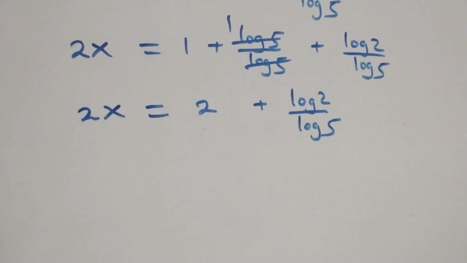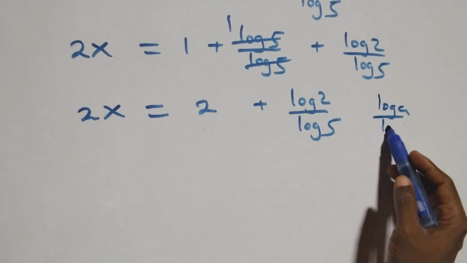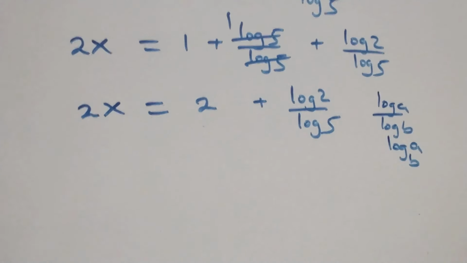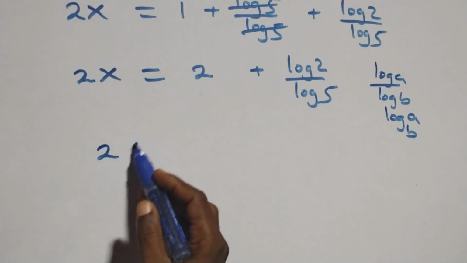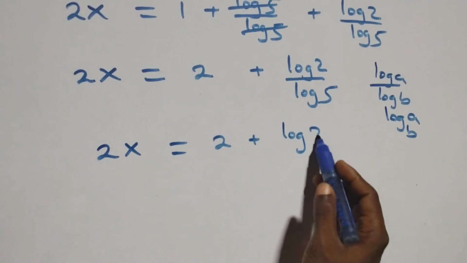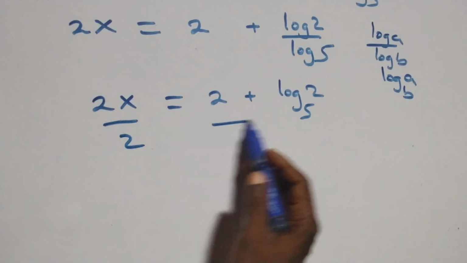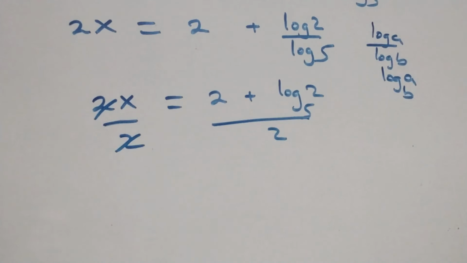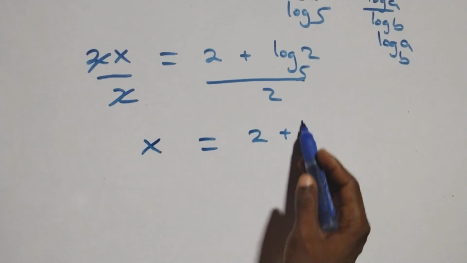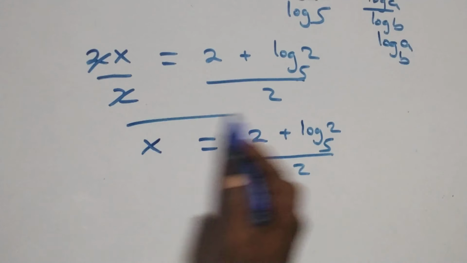Then here we apply change of base. That is, when we have log a over log b, this is the same thing as log a to base b. Here we have 2x equals 2 plus log 2 base 5. And here we divide both sides by 2. Divide this side by 2. Also divide this side by 2. Here 2 cancel each other. This becomes x equals 2 plus log 2 base 5 all over 2. We have the value of x here.